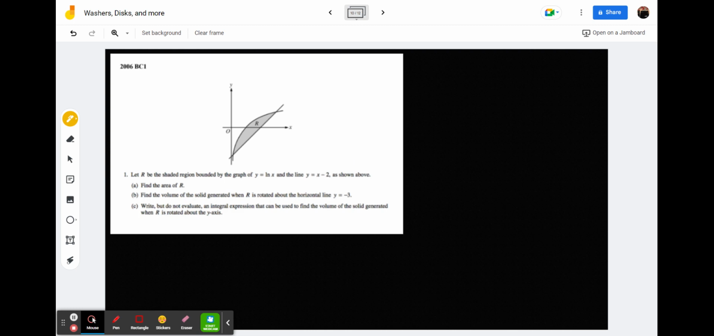Okay, find the area of R. Let R be the shaded area bounded by y equals ln x and the line y equals x minus 2. Find the area of R. Find the volume of the solid generated when R is rotated about the line y equals negative 3. Write, but do not evaluate, an integral expression used to find the volume of the solid generated when R is rotated around the y-axis.